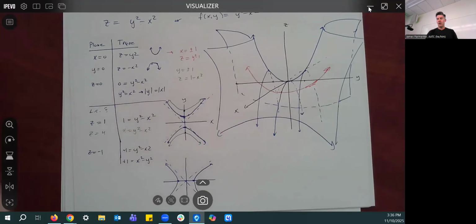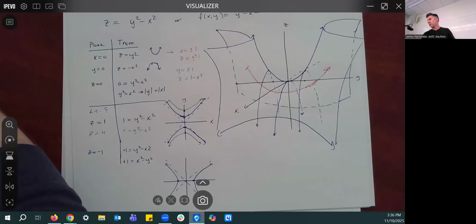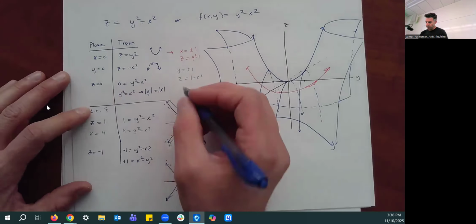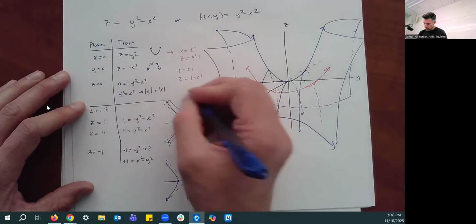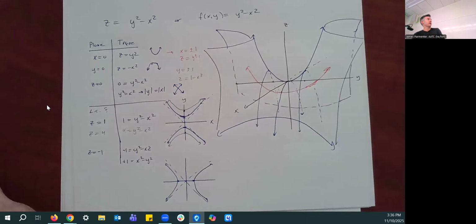Okay, so let's talk about the rest of the quadric surfaces, and then we'll see what else we have to say. So yeah, no, you're good. Yeah, you're right. If I was asked to draw, I probably should say, in my XY plane, it would look like that.